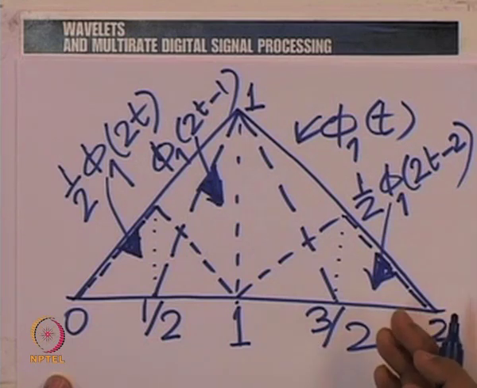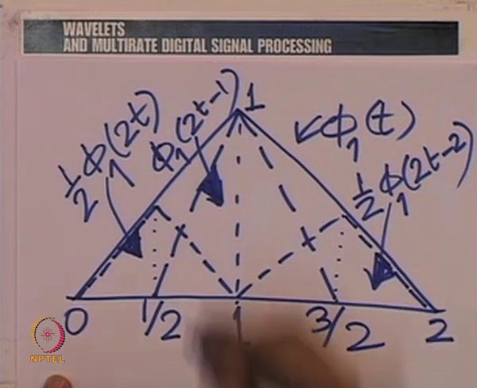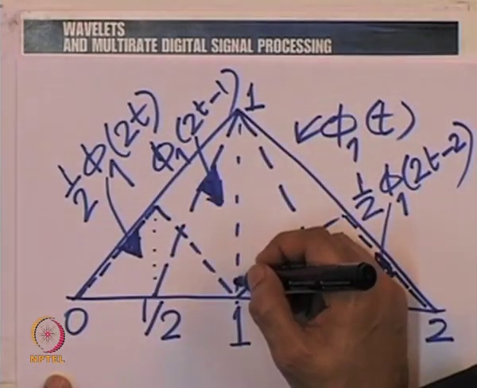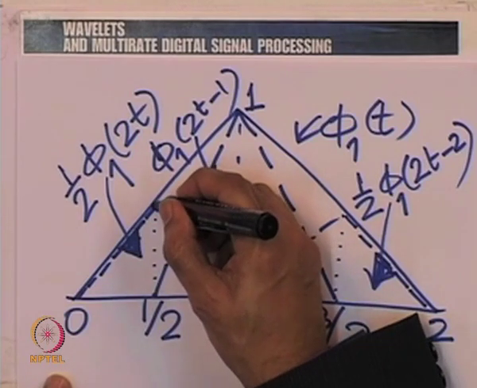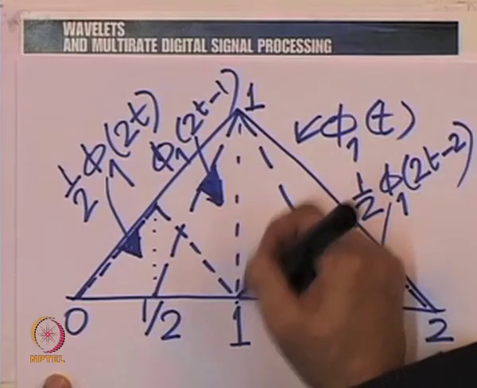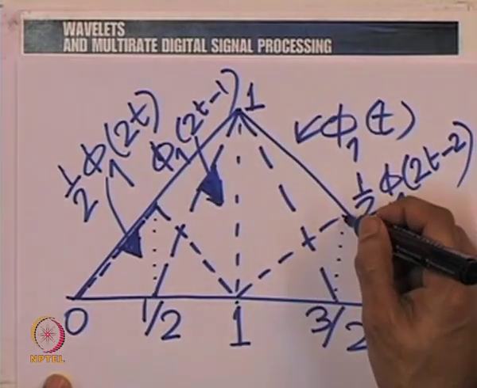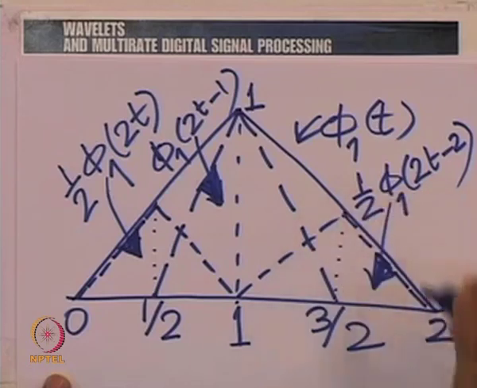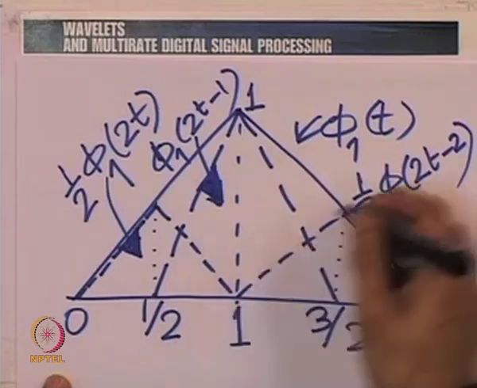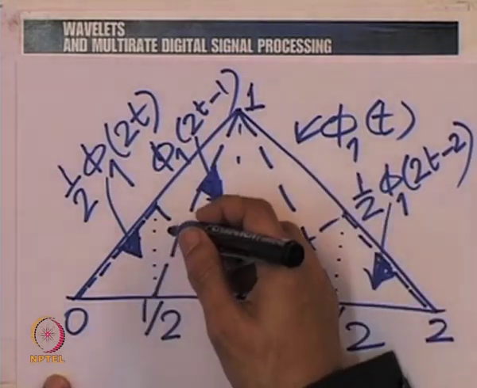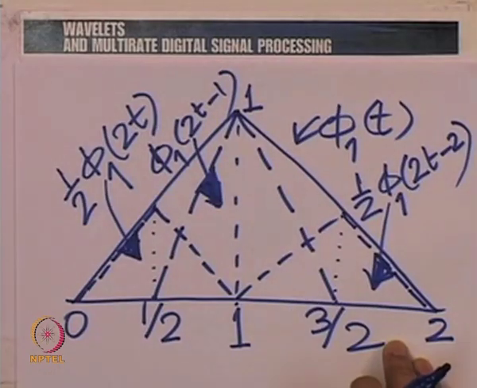In fact, linear functions are easy to add. You need to add them only at the endpoints. For example, here the sum is this. At this point, the sum is essentially this. At this point, the sum is essentially this. So, you can see that these three dilates and translates of phi 1 t give you back phi 1 t. And therefore, phi 1 t obeys a dilation equation in its own right.